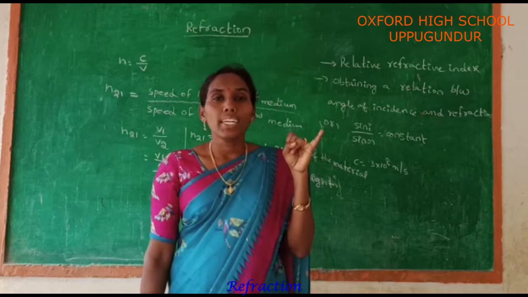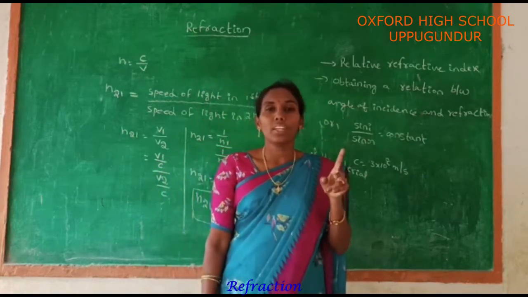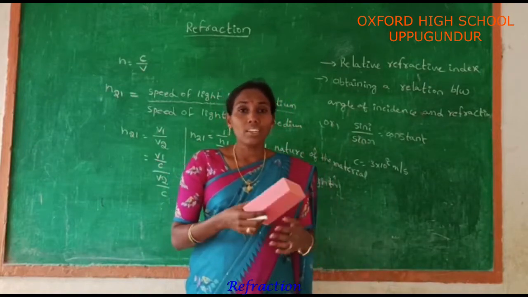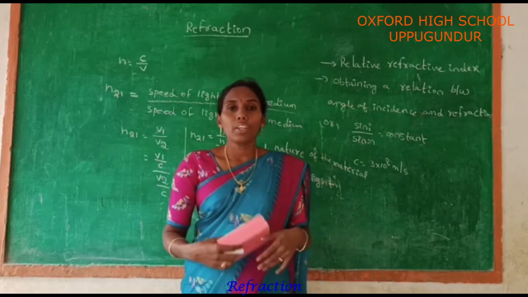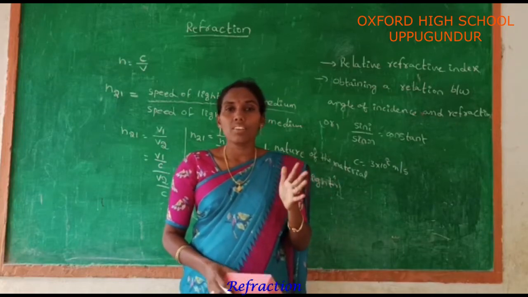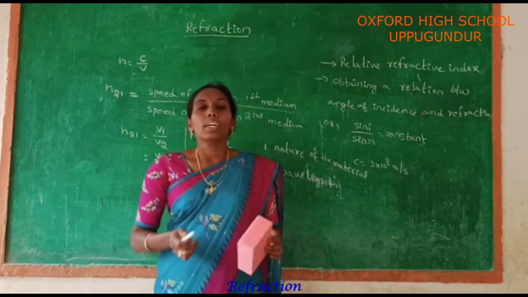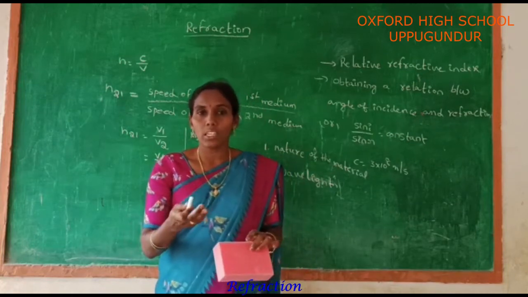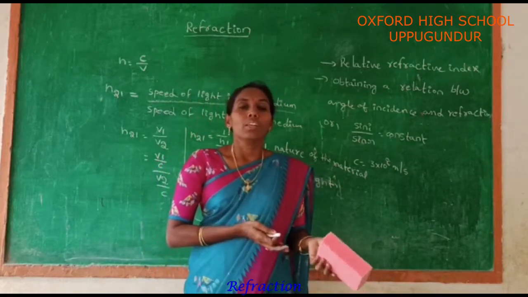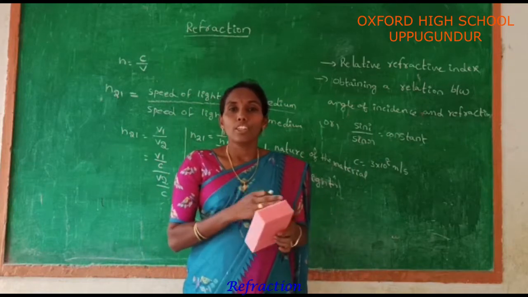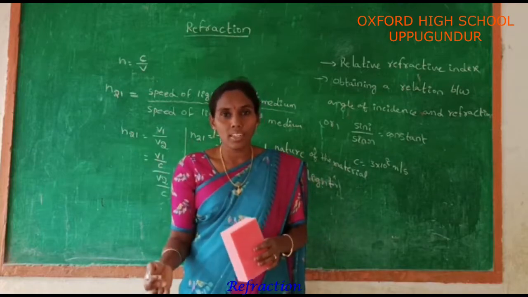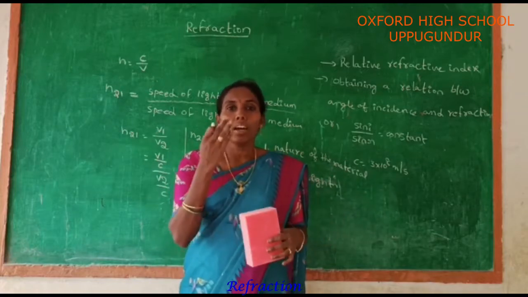The first one: when a light ray travels from rarer to denser, after refraction, the refracted ray bends towards the normal. See the second case: when a light ray travels from denser to rarer, after refraction, the refracted ray bends away from the normal. In the last case, when the light ray travels along the normal, it does not deviate, it goes straight. In that case, the angle of incidence is equal to 0 and the angle of refraction is equal to 0. The main reason is that in this case there is no incident ray and no refracted ray. The normal acts as the incident ray, and at the same time the normal acts as the refracted ray.